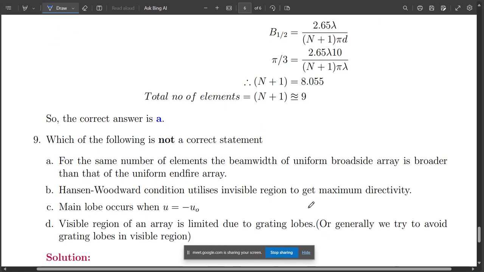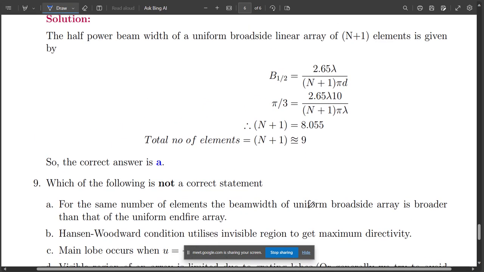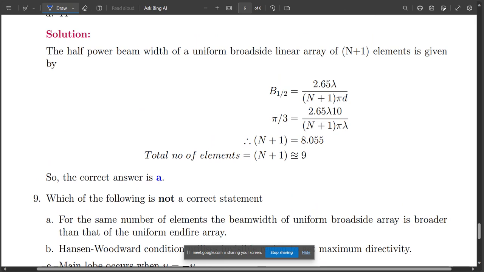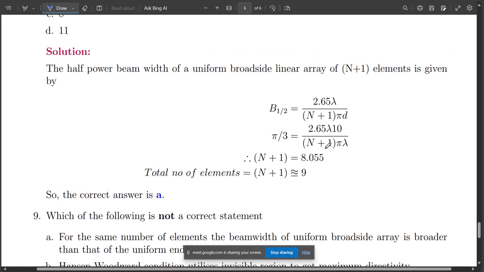Ma'am, n plus 1 is 8.005, then why do you have to take approximately 9? Yeah, because it's the greatest integer, the nearest greatest integer is what we take.